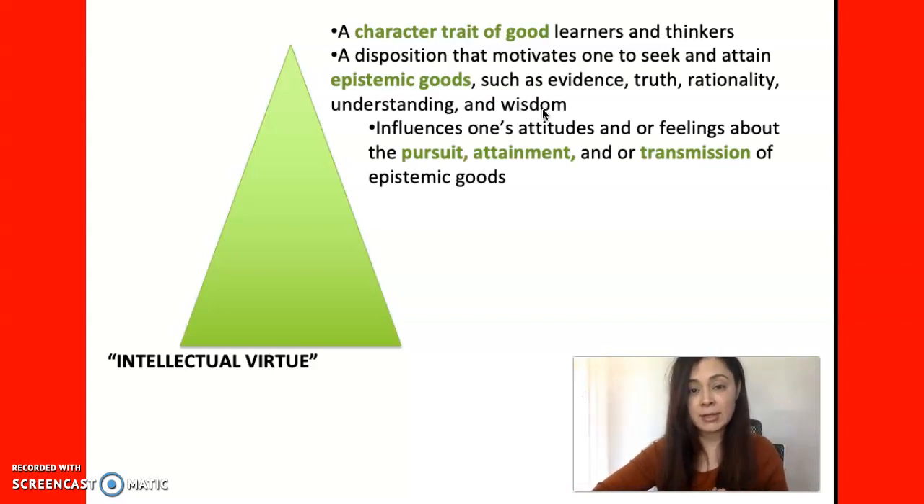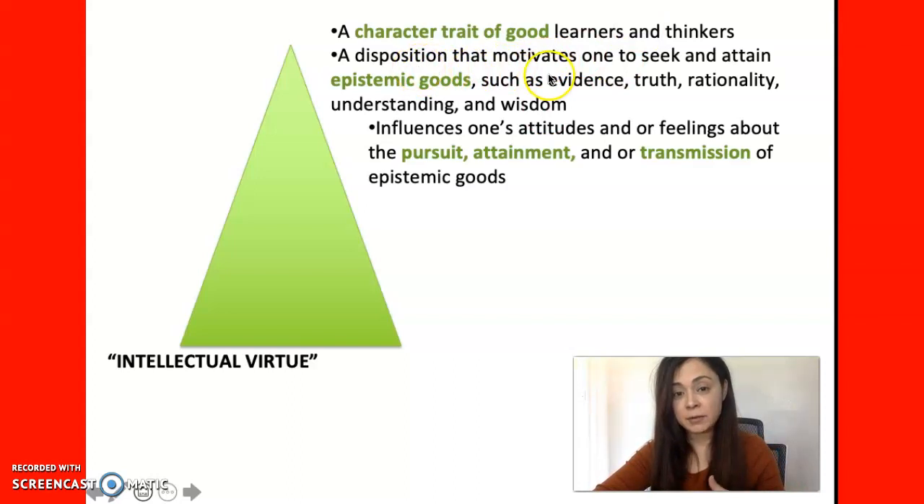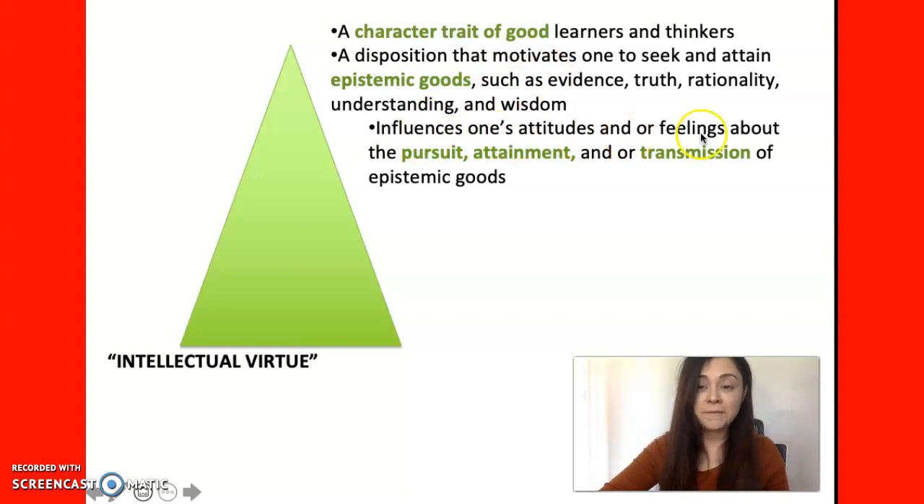Intellectual virtue, because it does consist of a set of character traits, of dispositions and motivations, will influence one's attitudes and feelings, emotions about the pursuit, attainment, and sharing or transmission of epistemic goods. So in other words, our ability to reflect certain dispositions will motivate us, in some kind of way, to pursue, attain, transmit, and share evidence, truth, rationality, understanding, and wisdom.